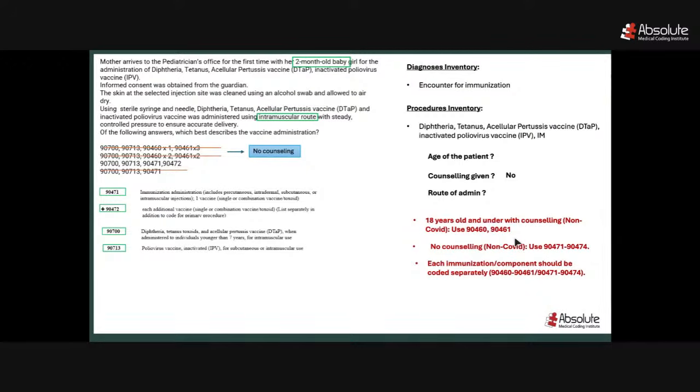So there were two vaccines given, and for that we have to use an add-on code, which is for each additional vaccine, single or combination. And that is why option C is the correct answer. Option D is only coding for one vaccine.